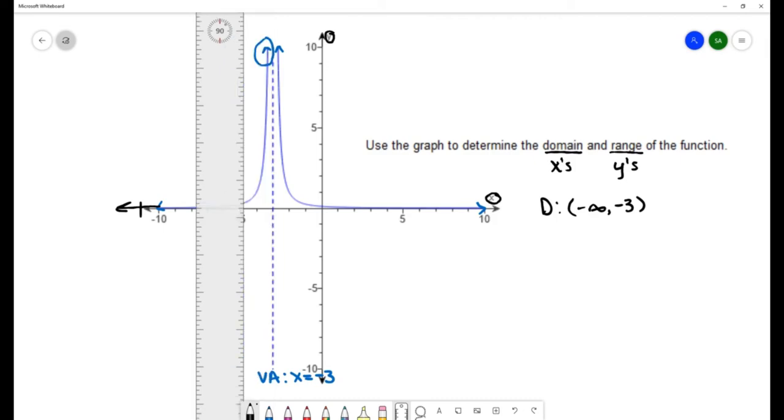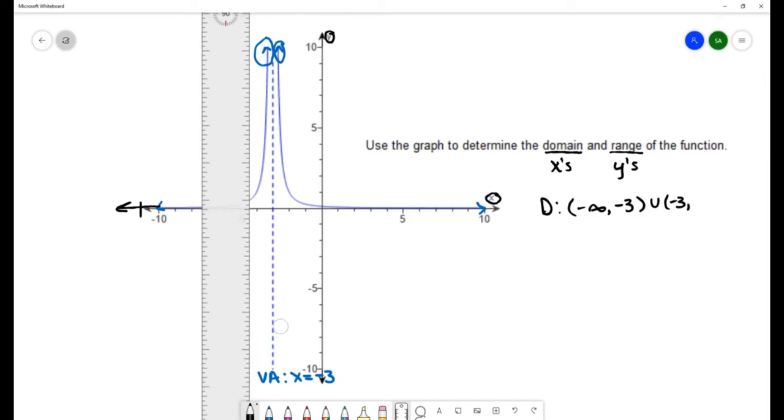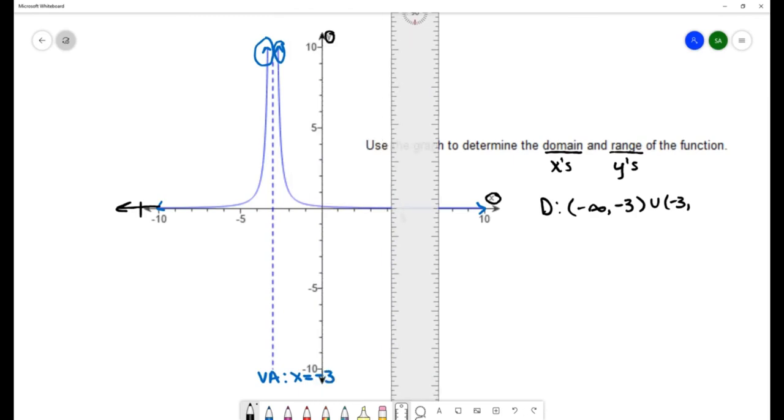Then right on the other side of the line, you can see that we have another line with an arrow. And that side of the line is going to get closer and closer without ever touching it. So our domain is going to continue right after the -3. And it goes on and on until infinity. So the ruler is touching the graph for the remainder of the time.